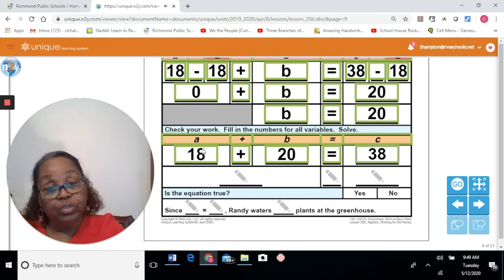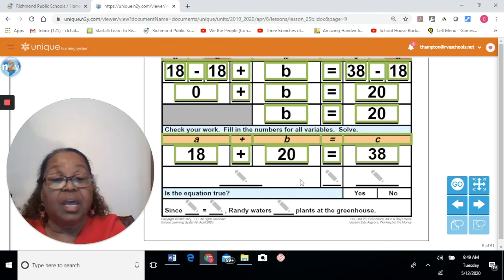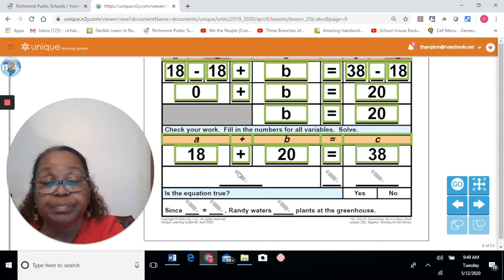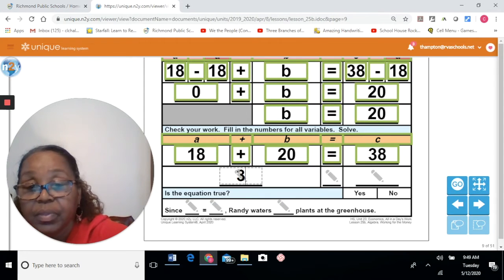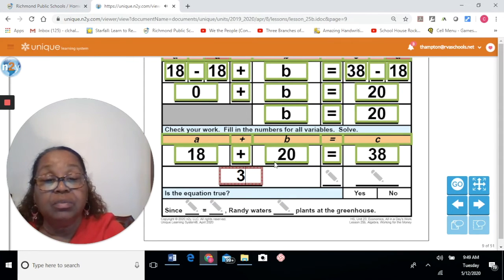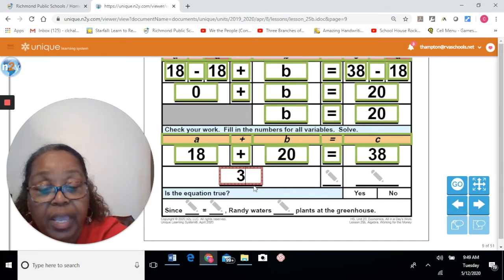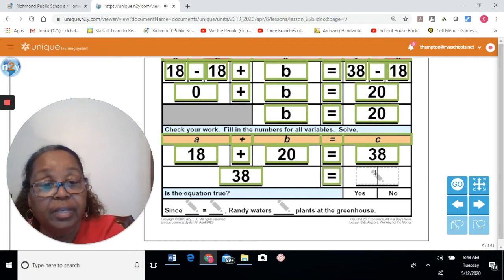Okay, now we have to reduce this again. We have to combine these two numbers because we have to figure out what is 18 plus 20 so that this side will look just like that side for the answer. So 18 plus 20, I'm going to add the same way. My tens place, I have a 1 and a 2, which 1 plus 2 is 3. And then 8 plus 0 in the ones place. 8 plus 0 is going to be 8. 38 will equal 38.